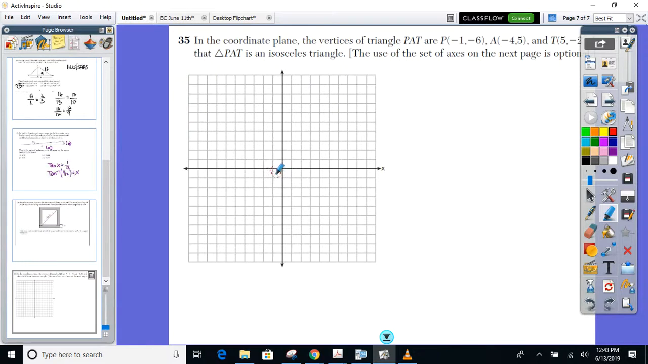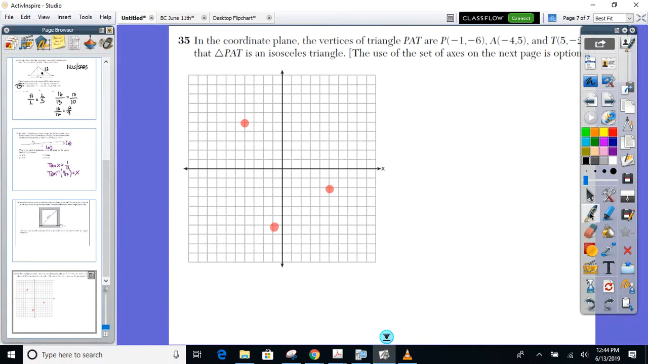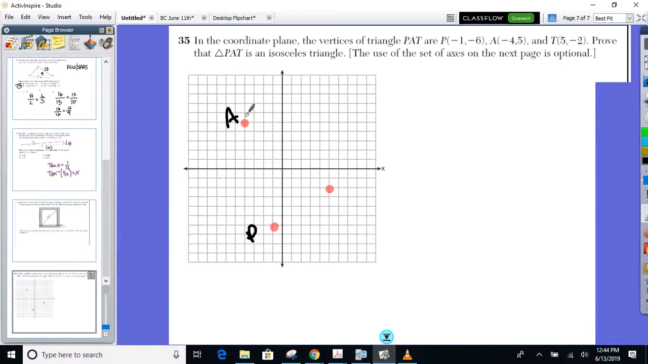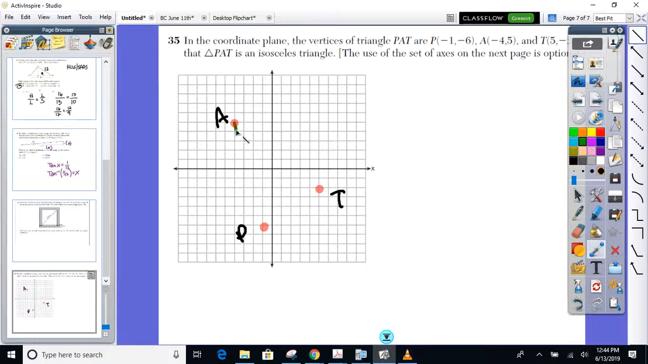Plotting the points: P is at negative 4, 1; A is at 5, negative 2. I got P, A, and T. Let's connect those bad boys. Here we go. Boom. All right, here we go.